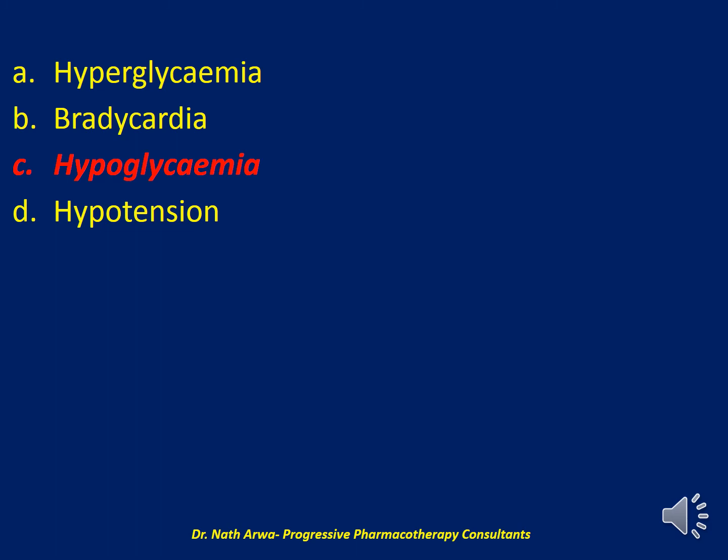Now, the toxicological effects of calcium channel blockers are bradycardia, hypotension, with or without hyperglycemia. So they don't cause hypoglycemia at all. They can cause hyperglycemia. So if hypoglycemia occurs, then I would rule out calcium channel blocker toxicity and settle for beta blocker toxicity. Let's move to the next question.